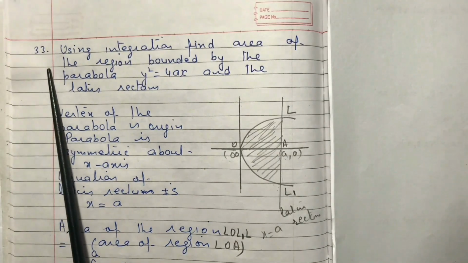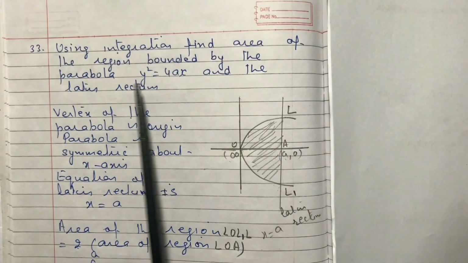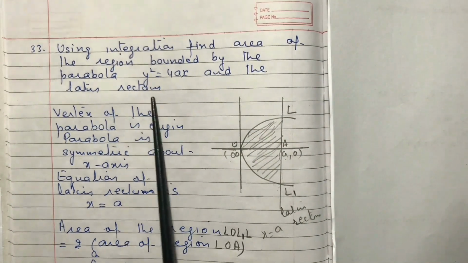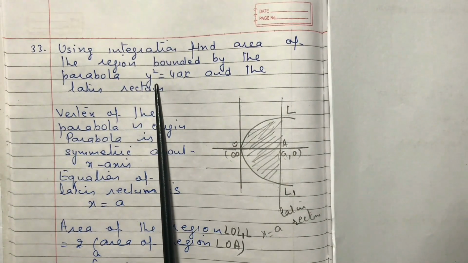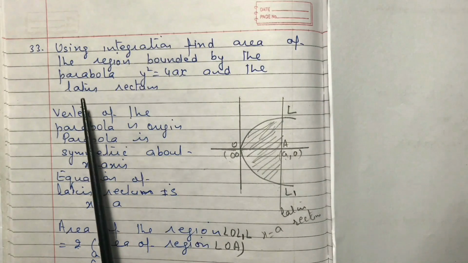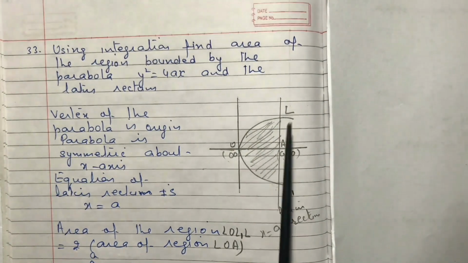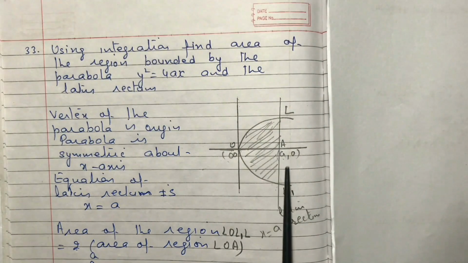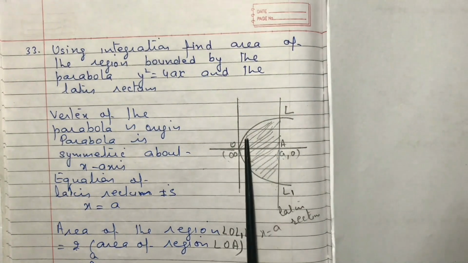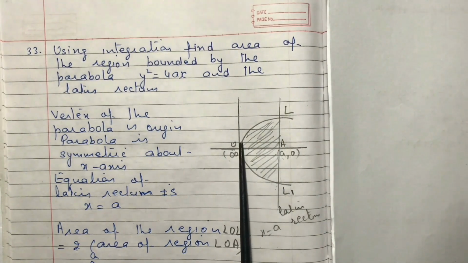Now question number 33. Using integration, find the area of the region bounded by the parabola y square is equal to 4ax and the latus rectum. आपको ये पैराबोला बनाना आना चाहिए. This parabola is symmetric about x-axis and the equation of latus rectum is x is equal to a. So यहाँ पर मैंने ये फिगर बना दिया है. तो ये आपका पैराबोला है, इसका वर्टेक्स 0, 0 है और इसका ये जो लेटिस रेक्टम है इसकी इक्वेशन x इज इक्वल टू a है. तो हमने इसका एरिया बताना है. It means 2 times we are to find the area of this portion.